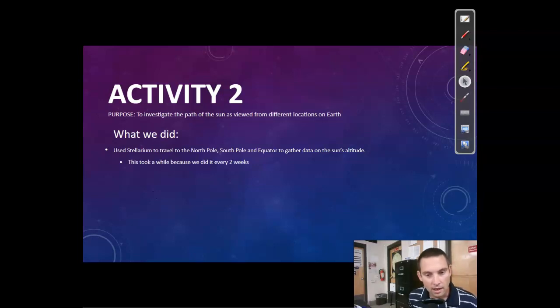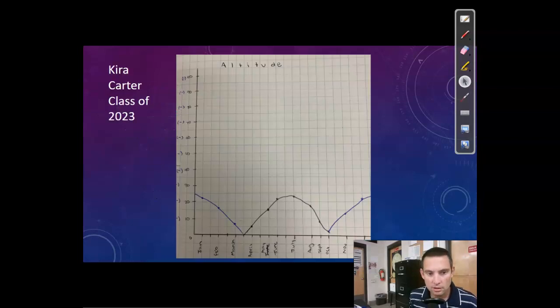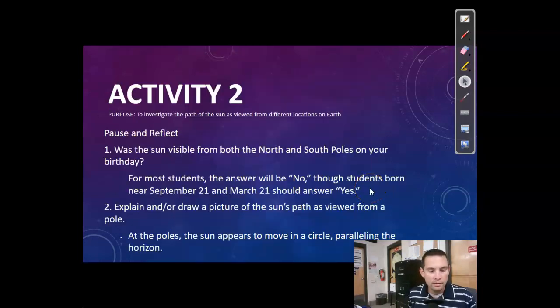This next graph is not complete, but Kira Carter, class of 2023, kindly shared it with me just to give you an idea of what you were looking for. So in this graph, you can see the sun hitting the maximum altitude June, July, and then for a different area in December. Why was the sun visible from North and South Pole? Was the sun visible from the North and South Poles on your birthday? Most people are going to say no unless your birthday is on or near September 21st or March 21st.